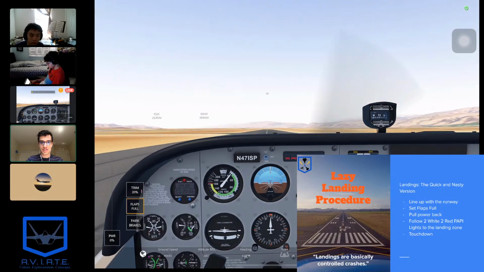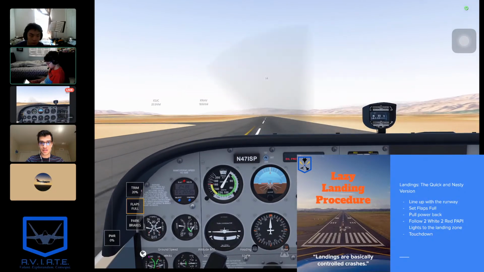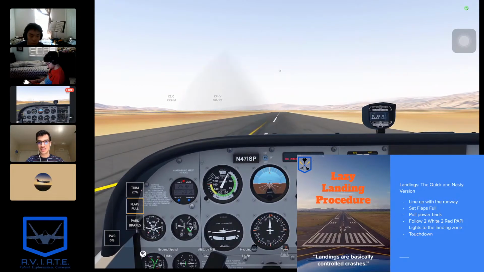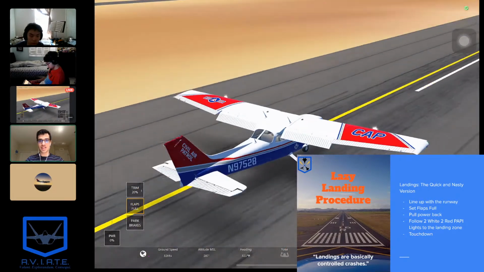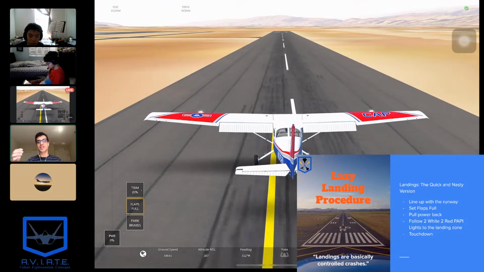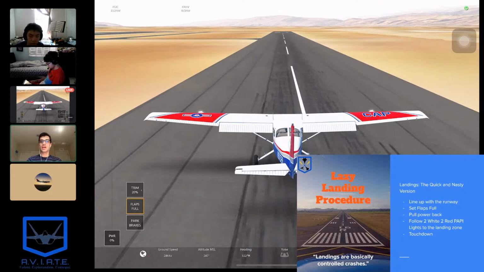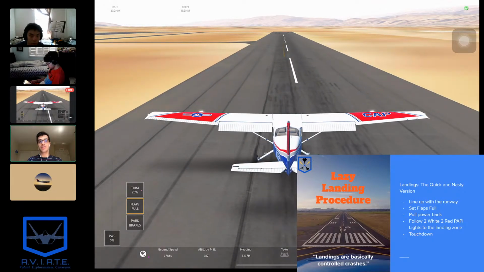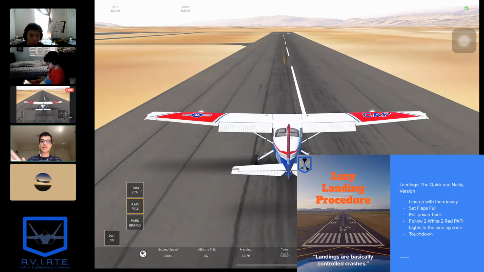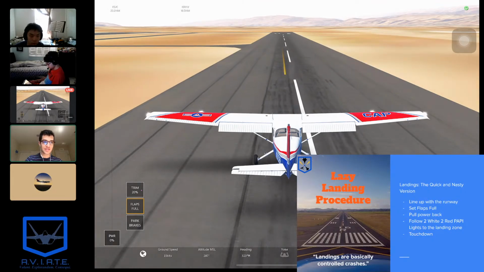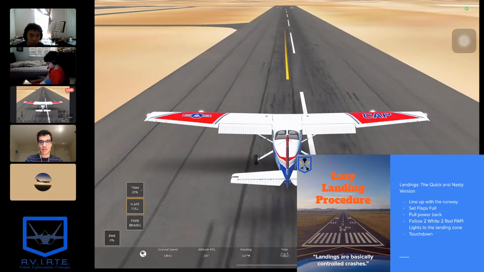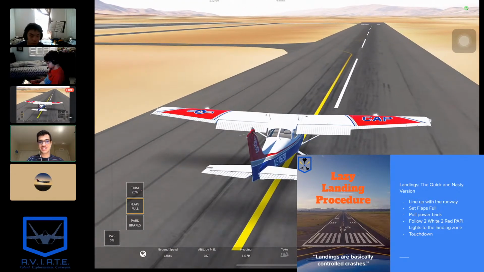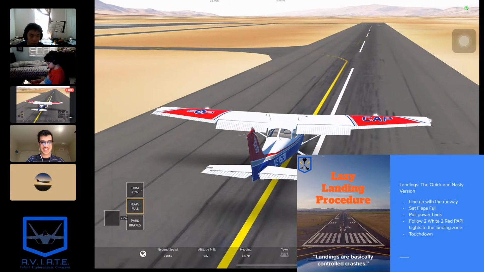And the lights turned red, and there we go. We're on the ground. Perfect. That was great. Yeah, so that's the lazy landing. You line up, you set your flaps full, you pull the power back, push it in if you need to, if you're too low. But yeah, pretty much follow the PAPI lights and just bring the plane down. Again, all of this needs experience. That's the only way you'll get it.